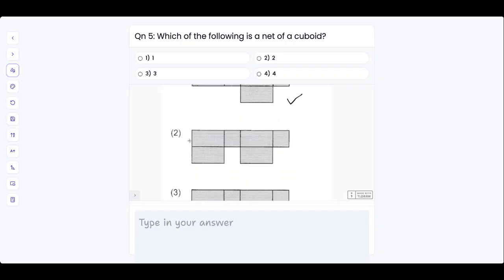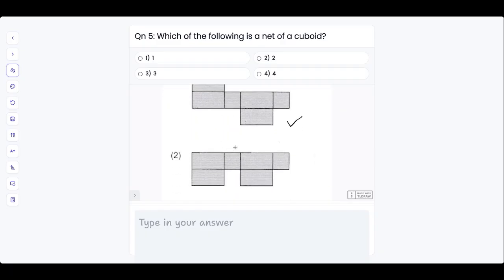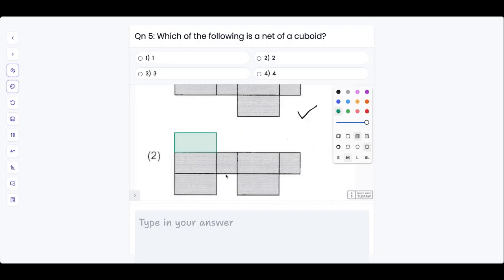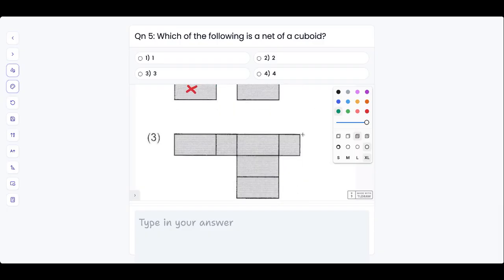Okay, what about number 2? Number 2 is not really. So we also want to put in the correct one. Okay, so the wrong one can be either this. So I'm going to put a cross here. Okay, so this is the wrong one, and then this is the right one. That's what you see over here. So I'm going to put this in green. So this is the right one. Okay, so let's move on to the next one.